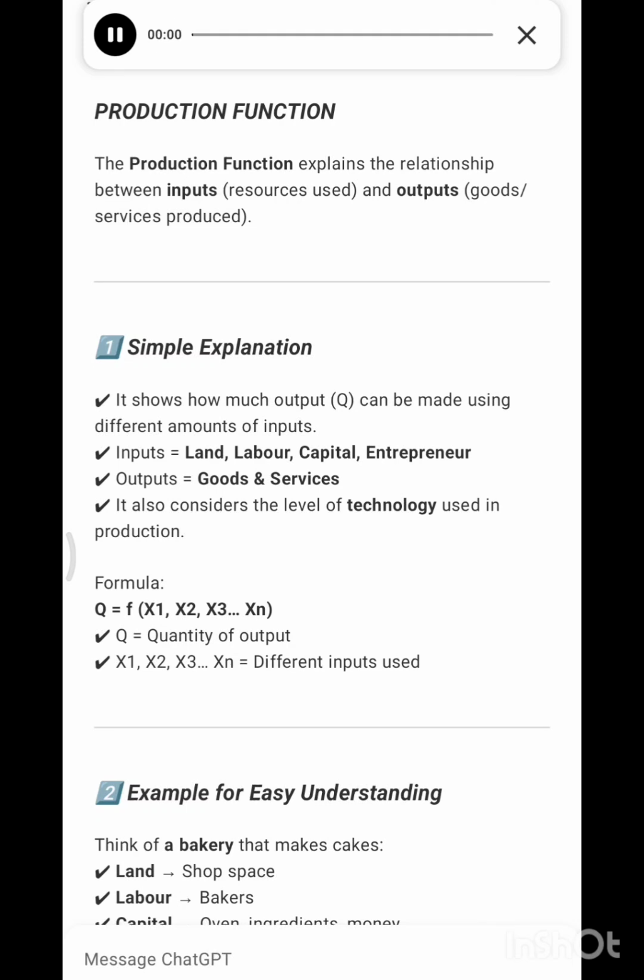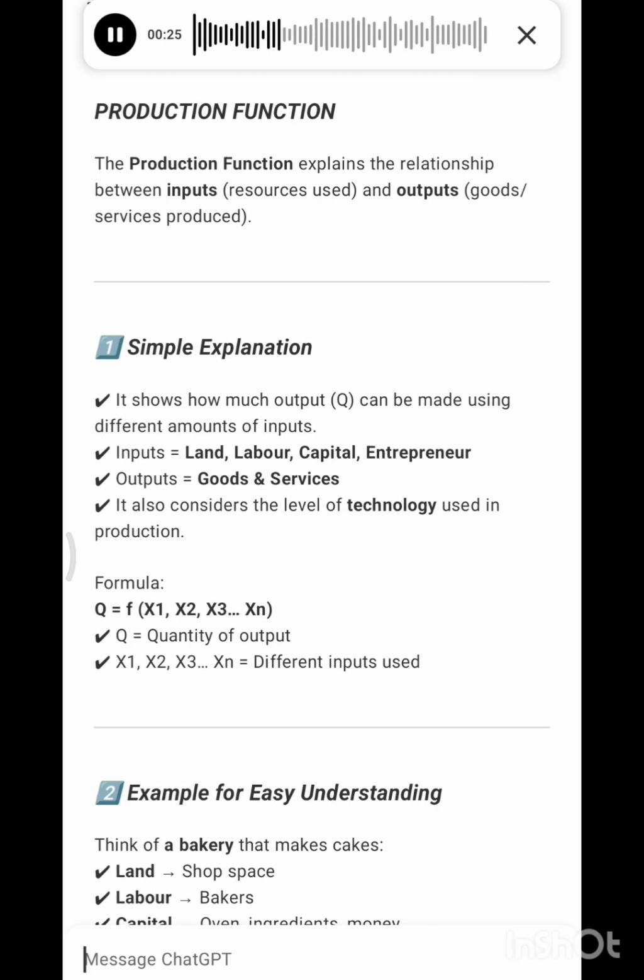Production function. The production function explains the relationship between inputs (resources used) and outputs (goods, services produced). One simple explanation: it shows how much output can be made using different amounts of inputs. Inputs equal land, labor, capital, entrepreneur. Outputs equal goods and services. It also considers the level of technology used in production.